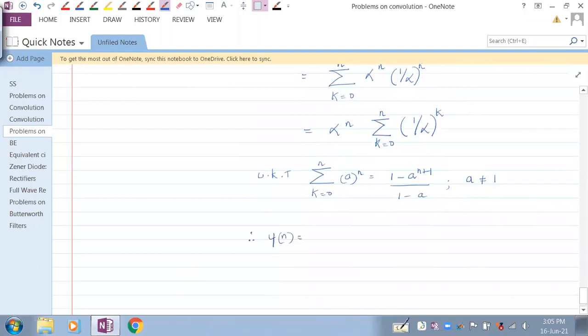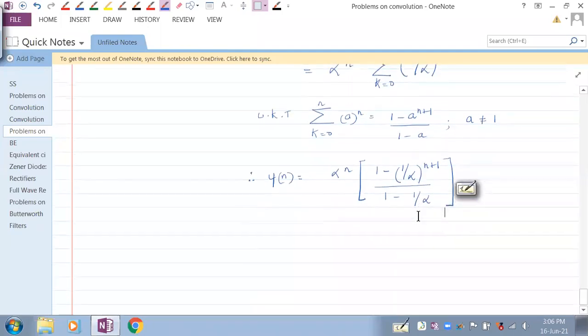y of n equal to alpha power n. Okay. And here you can write 1 minus a power n plus 1. Sorry, it's not a. What is it? Yeah, 1 minus 1 by alpha, because a is 1 by alpha, right? So 1 by alpha to the power, what k is there? So that will become n plus 1 divided by 1 minus 1 by alpha. So this is what you can do.